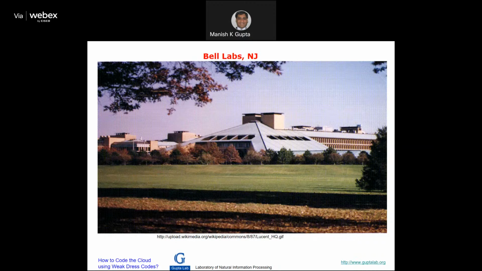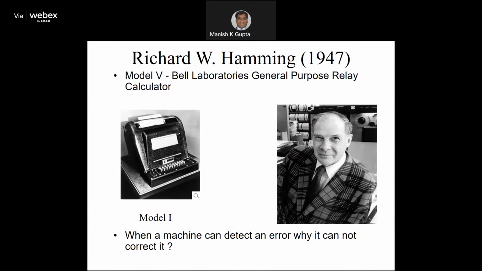So coding theory started, of course, there were earlier codes known in India also in binary form, and there is a lot of history. You can find some of my other lectures on YouTube on coding theory, but I'm just mentioning Richard W. Hamming. In 1947, he was working at Bell Laboratories on the Model 5 General Purpose Relay Calculator.